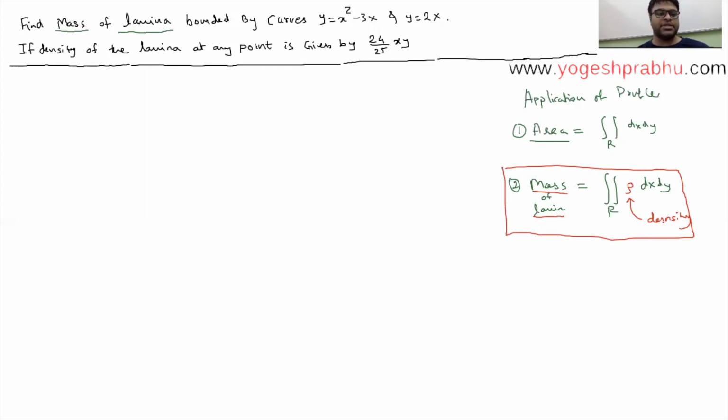Now, coming back to the question, let's get started solving. If you have to find out the mass of the lamina, we will have to use this formula. So let me write down: mass of lamina is equal to double integration over region R of rho dx dy. Okay, that is the formula. Now we have to write down the region R. The region R is bounded by y equal to x squared minus 3x and y is equal to 2x.